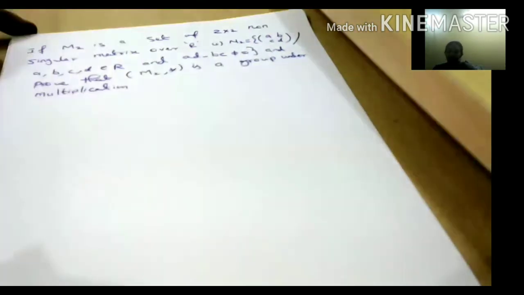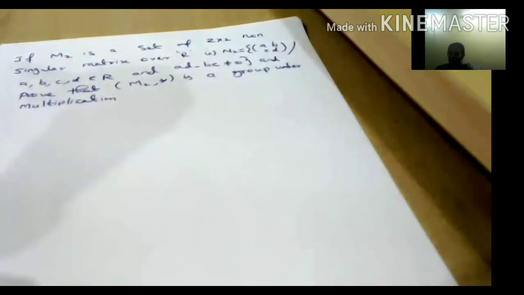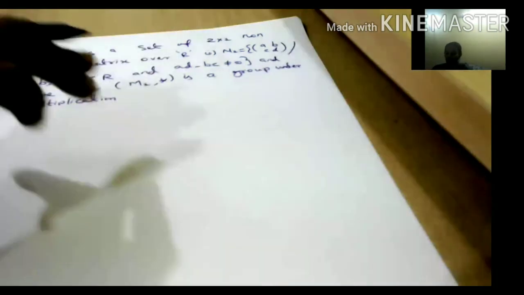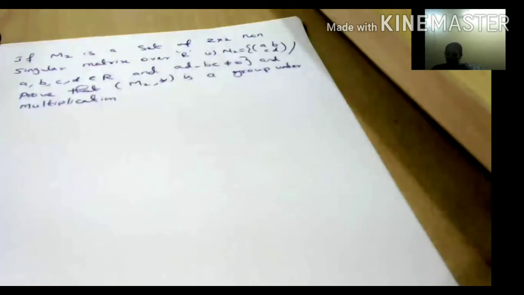So the question is now, if M2 is the set of 2 by 2 non-singular matrices over R, that is, M2 is equal to the set of all [A, B; C, D], where A, B, C, D belong to capital R and AD minus BC is not equal to 0, prove that (M2, *) is a group under multiplication.